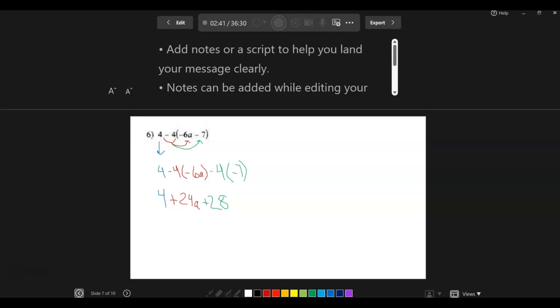Now, here are my two like terms. My a's are my lonesomes. 24a's are all I have. I'm not going to draw out all those a's this time, though. But now I have 4 ones plus 28 ones. So 4 plus 28 is 32.